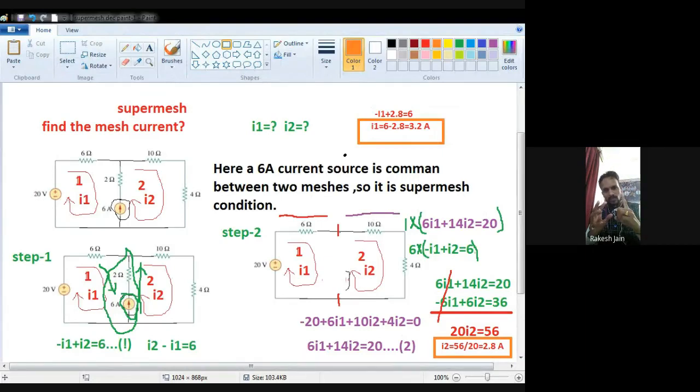So equation number second is 6 I1 plus 14 I2, that is equal to 20, and my first equation is minus I1 plus I2 equal to 6. Now to solve these two equations, just multiply the first equation by 6, so that minus 6 I1 will be there. Instead of Cramer, we use the simple technique. What is the coefficient of I1 in the second equation? That is 6. So multiply the first equation by 6.